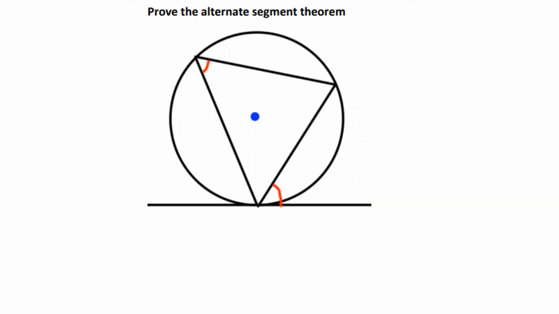Okay, final proof then. We're going to look at the alternate segment theorem. So the first thing we're going to do is fill in two radiuses that go to the center of the circle. Well, where else could a radius go, I suppose? Then we're going to label up our diagram a little bit. So I'll call this A and B and C and O.